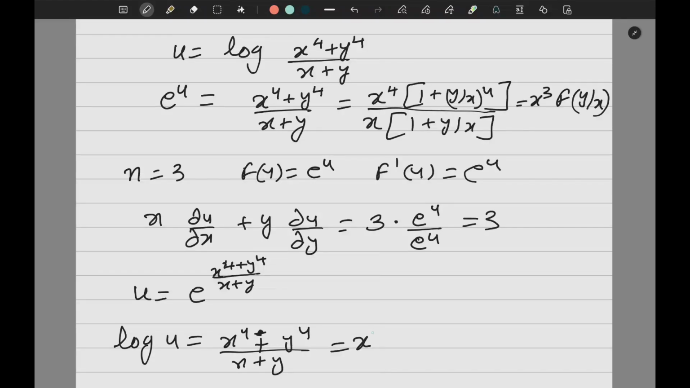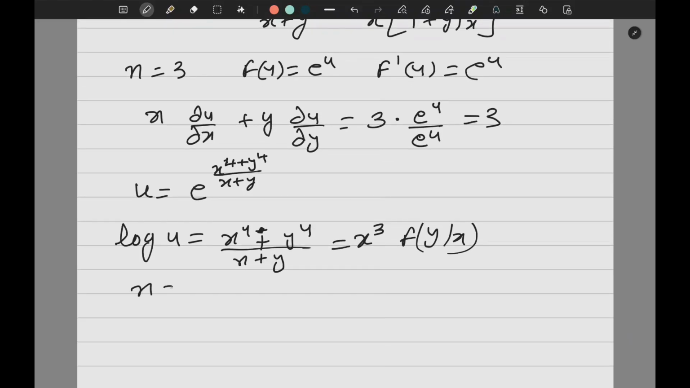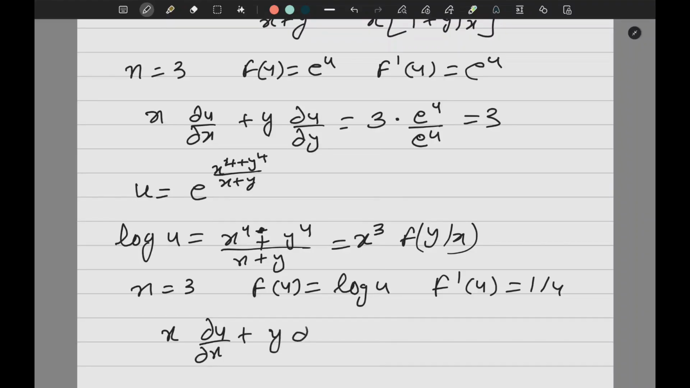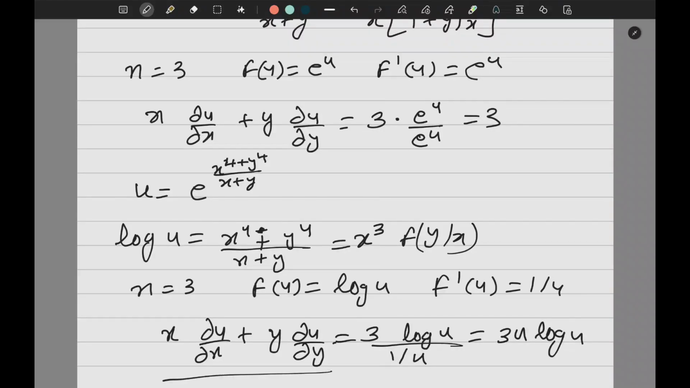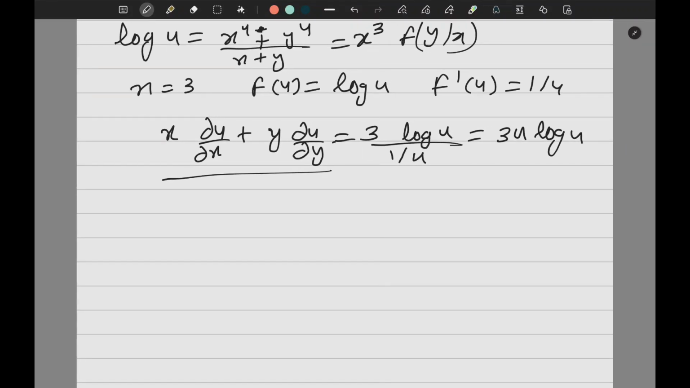So I'll do x to the power n, again same thing, I'll get a cube function of y by x. Now in this particular question, my n is equal to 3, f(u) is equal to log u, and f dash u is equal to 1 by u. So the answer will be x ∂u/∂x plus y ∂u/∂y equals n f(u) upon f dash u, so it will be 3u log. So that will be the value of this. Correct.